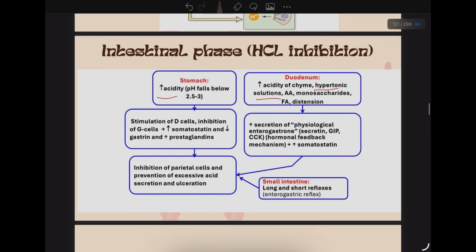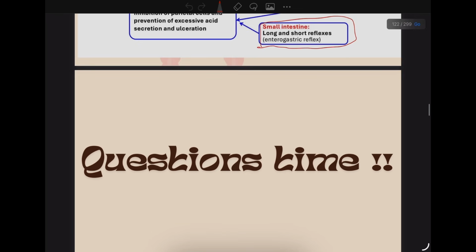The thing I want to add here is these long and short reflexes. We know short reflexes and long reflexes, but what's special about intestinal phase is that long reflexes are not a parasympathetic pathway. They are sympathetic. Because why? You want to inhibit, right? Who inhibits in the GI tract, sympathetic or parasympathetic, generally speaking? Sympathetic. Because parasympathetic is rest and digest, literally in the name. So here, the long reflexes are happening by a sympathetic pathway.